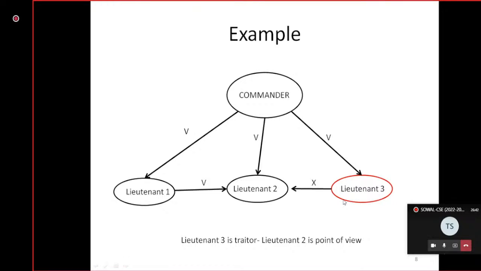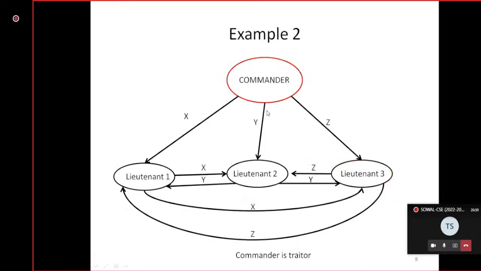That's why they ignore the malicious node in the network. The second thing is, what if the commander is itself a traitor? If the commander is a traitor, then the commander will issue different commands to the different lieutenants to get them confused. So the commander will issue an X command to lieutenant 1, a Y command to lieutenant 2, and a Z command to lieutenant 3. Now how will the lieutenants decide what they should follow?